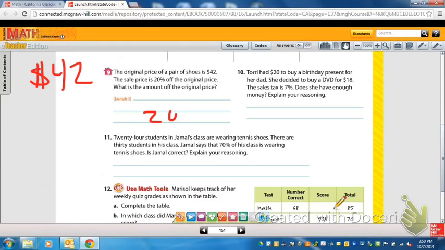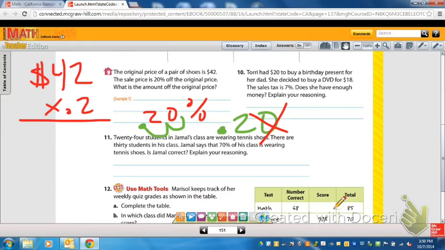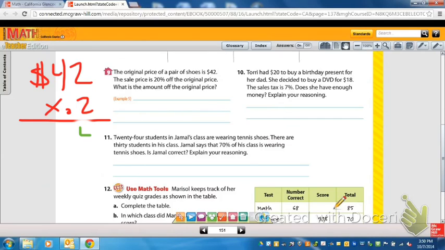and we have 20%, which all we're going to do is move our decimal 2 places to the left, and we have 0.20. But then we get rid of that decimal point, so it's just going to be 0.2. So 2 times 2 is 4. 4 times 2 is 8. Move my decimal 1 place to the left.